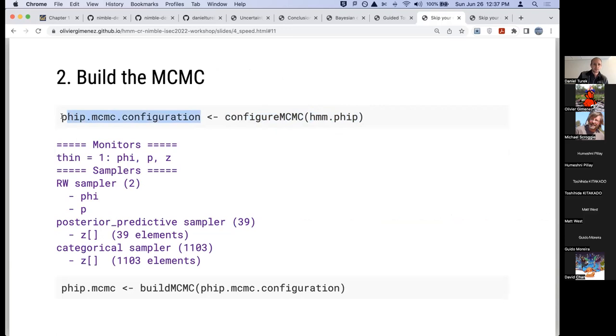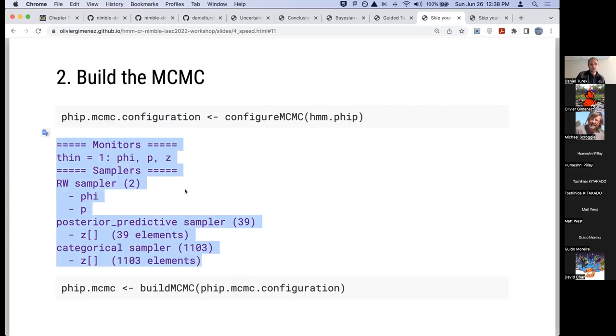And when you do that, it actually prints a bunch of information about the MCMC, about what's happening, specifically our phi, p, and z, the latent states, and it tells us what samplers are used: Metropolis samplers on phi and p. There are posterior predictive samplers for some of the z latent states and categorical samplers for a lot of the latent states, a thousand of them. So we can look at these and modify things. You can make changes here, or at least just see what's going on. This output wasn't given to us before.